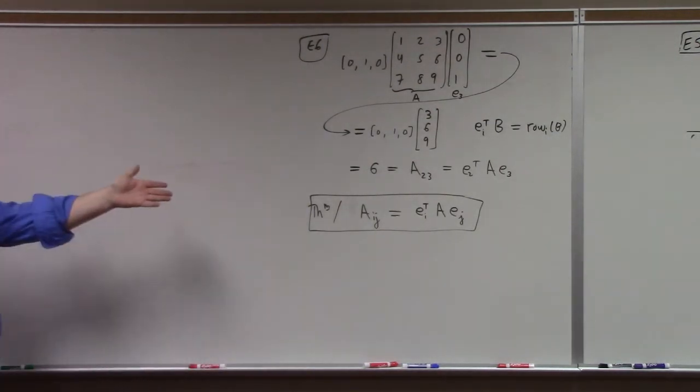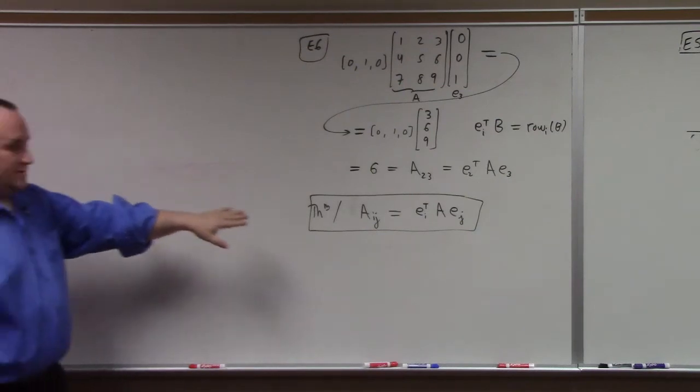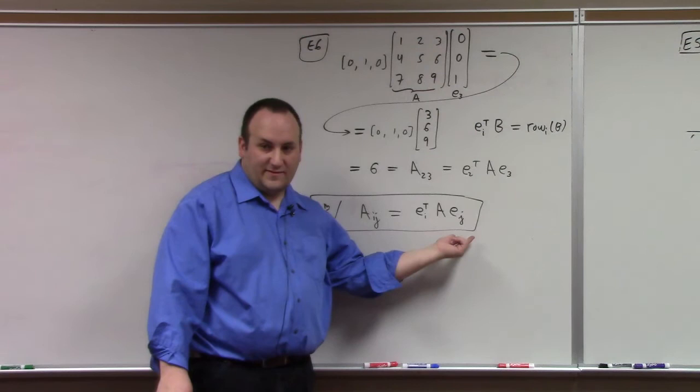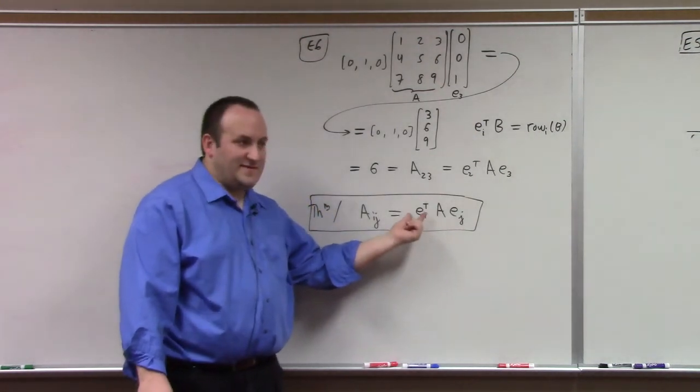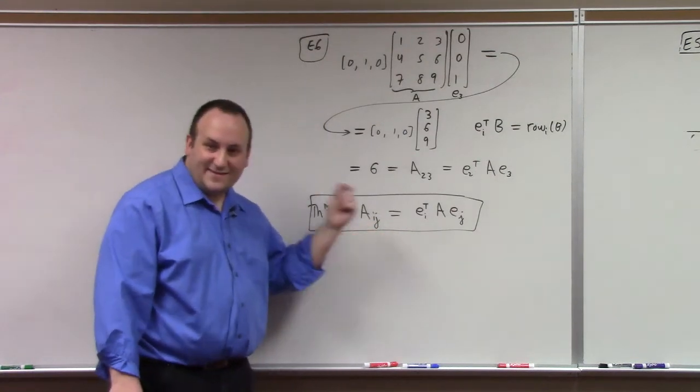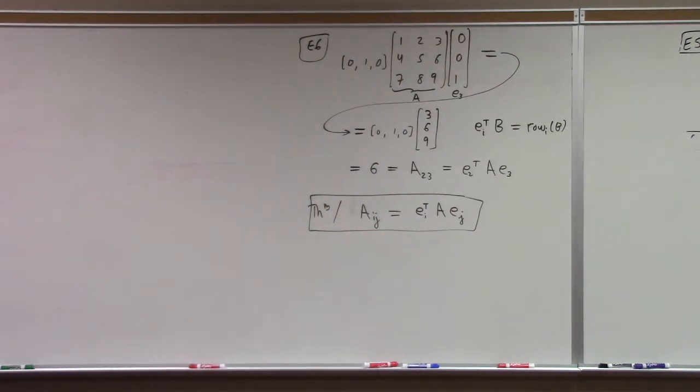But if you think about it, it makes sense. Multiplication on this side picks off the jth column, and then multiplying on the other side picks out the ith component of the jth column, which is exactly what we mean by A_ij. It's kind of nice.